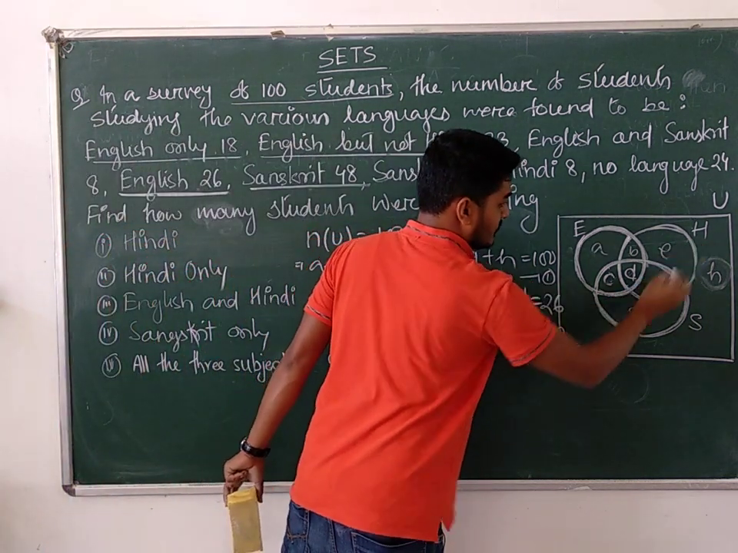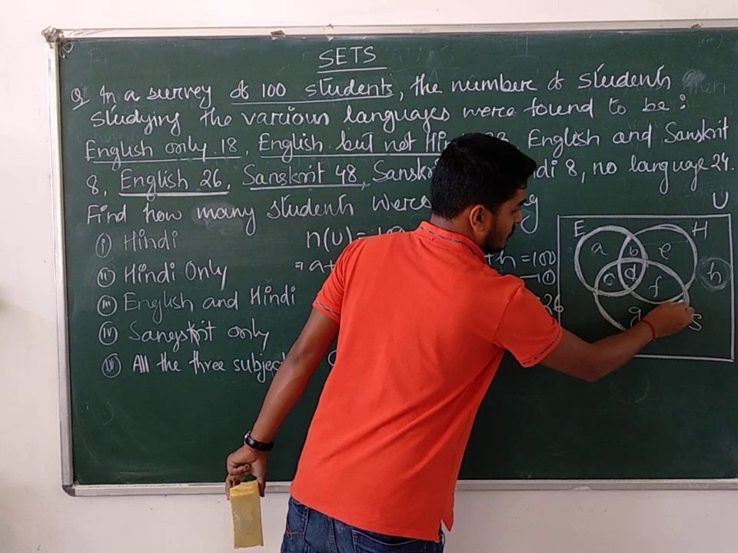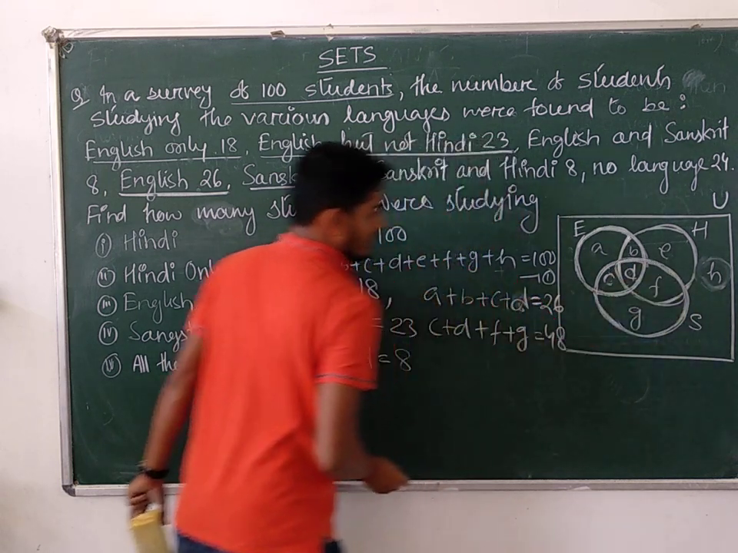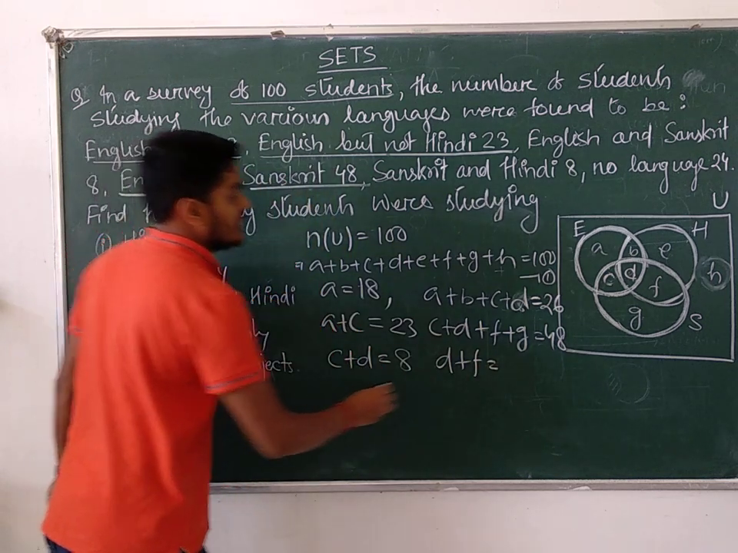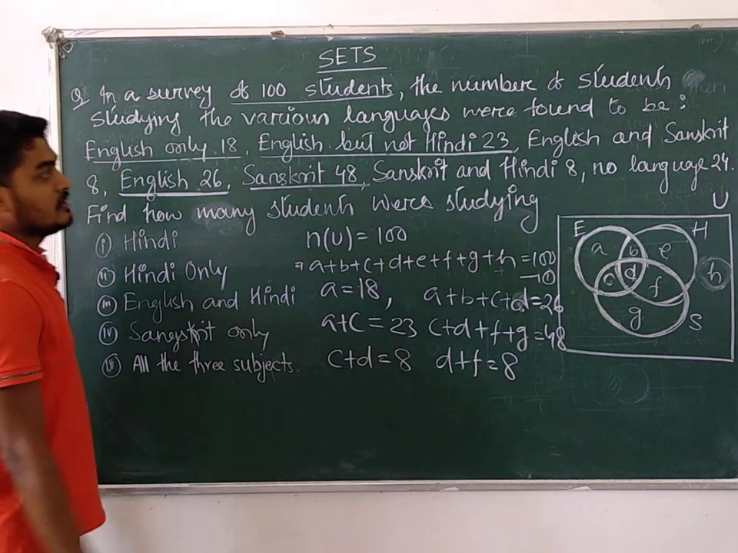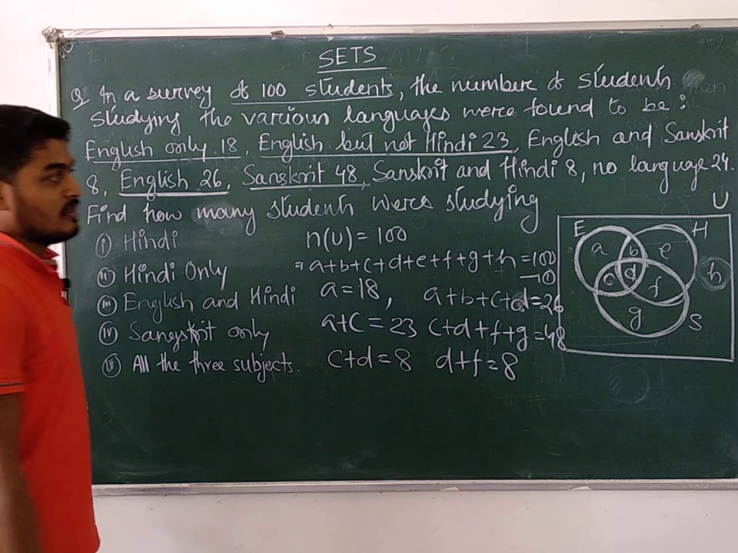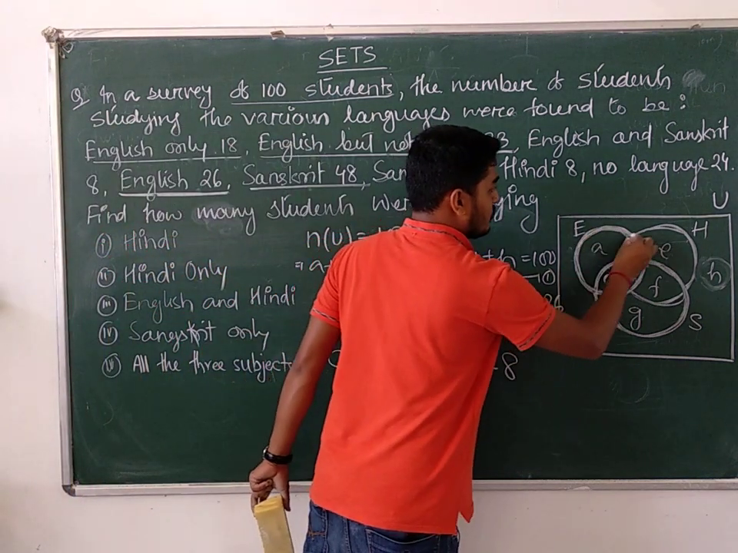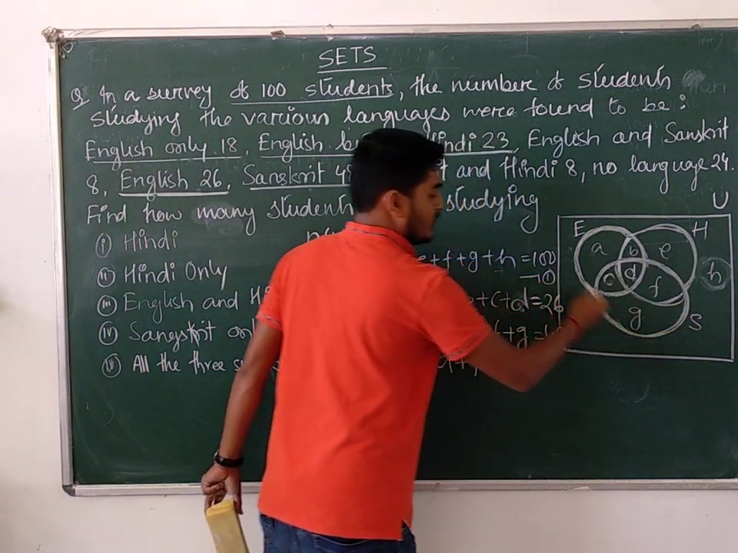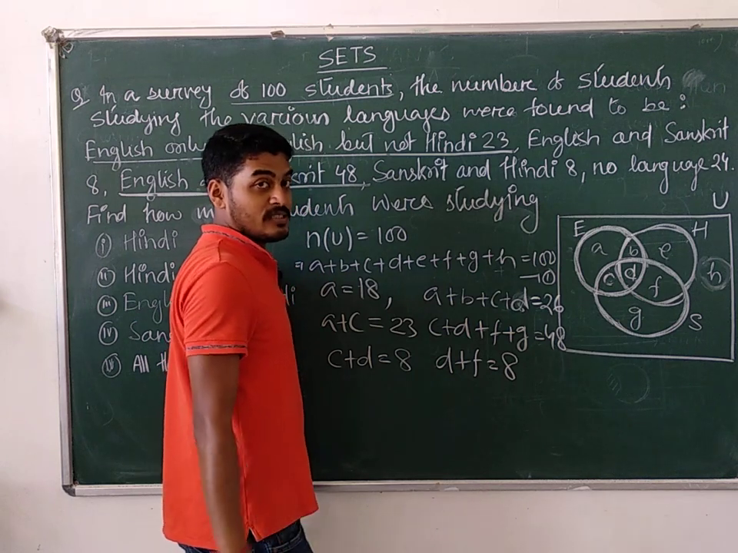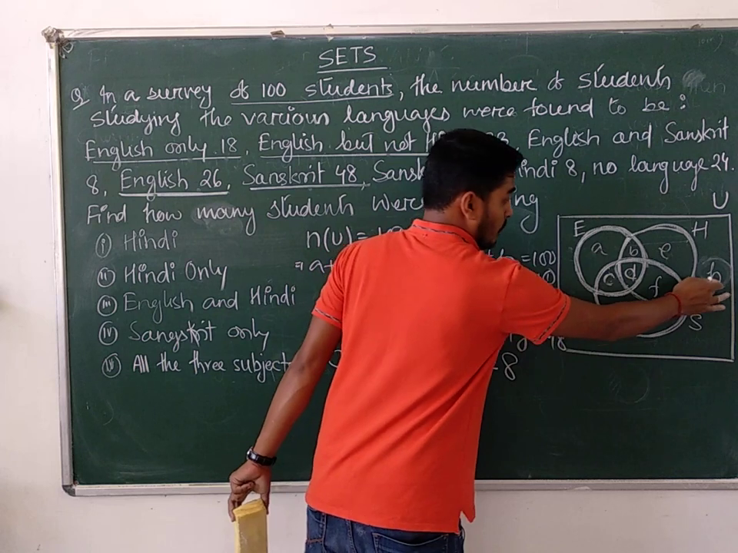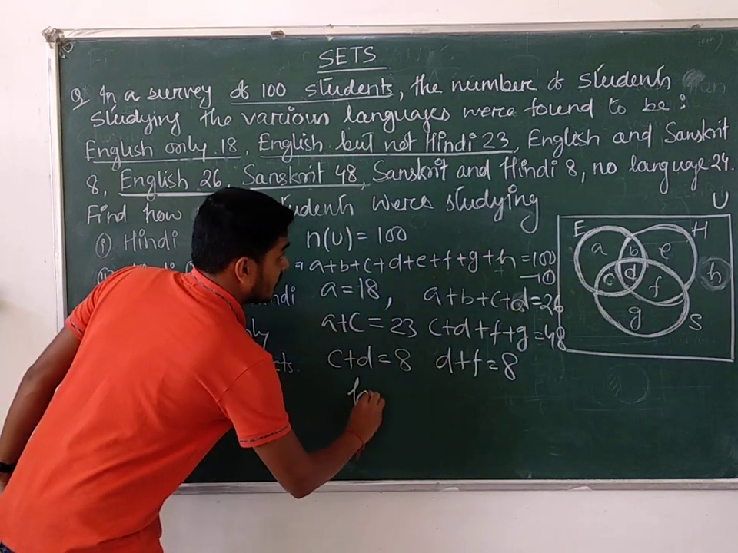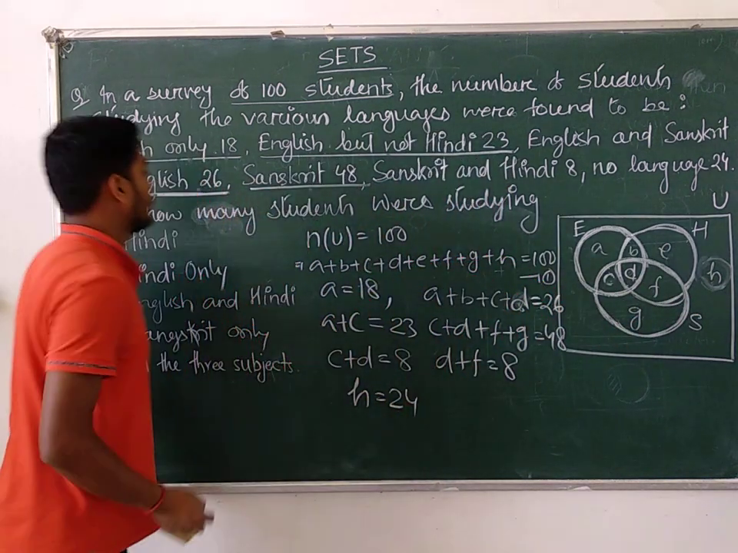This one is Hindi and this one is Sanskrit. The intersection portion is this one. Sanskrit and Hindi, D plus F. So D plus F is equal to 8. Then no language. Whatever the elements may be, the students will read at least one subject. But no language means what? Outside this one. Obviously H. What is the value of H? H is equal to 24.